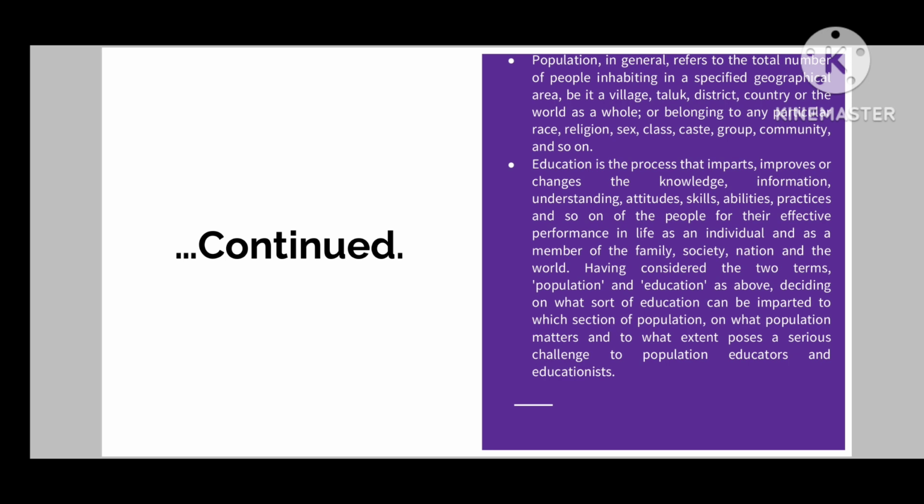Having considered the two terms, population and education, as above, deciding on what sort of education can be imparted to which section of population, on what population matters, and to what extent poses a serious challenge to population educators and educationists.